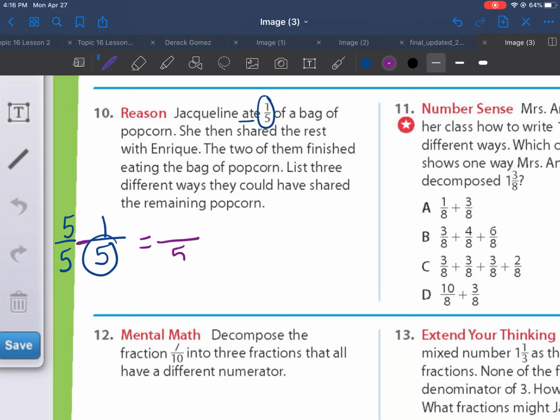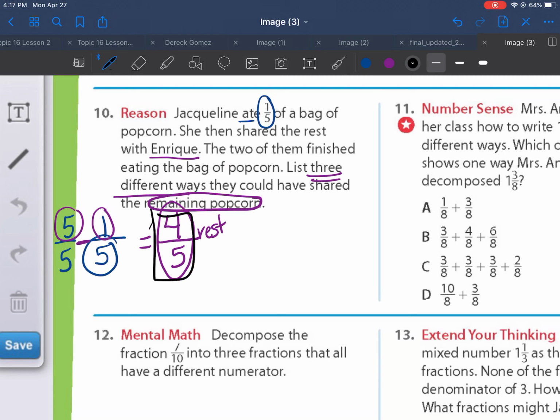She ate 1/5. So I'm going to subtract because she ate the 1/5. How much popcorn is left? 5 minus 1 is 4. So there's 4/5 left of the popcorn. It says that she shared the rest with Enrique. So this is what she shared. This is the rest that she shared. The two of them finished eating the bag of popcorn. List 3 different ways she could have shared the remaining popcorn. So I'm looking at this fraction.